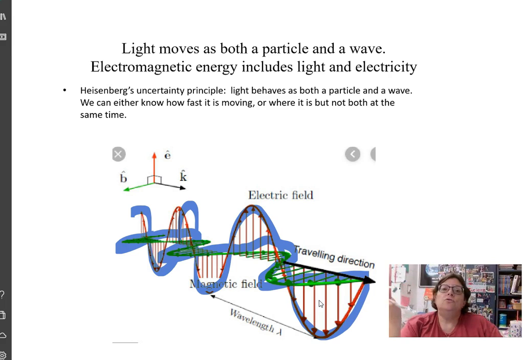And we can induce currents using a magnet. You can use a magnet and wrap a coil around the magnet, and just moving the magnet in and out of the coil, you can create electricity.